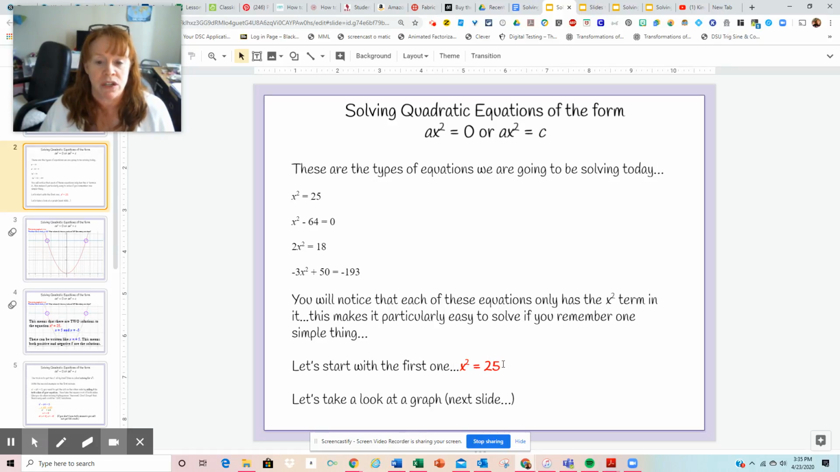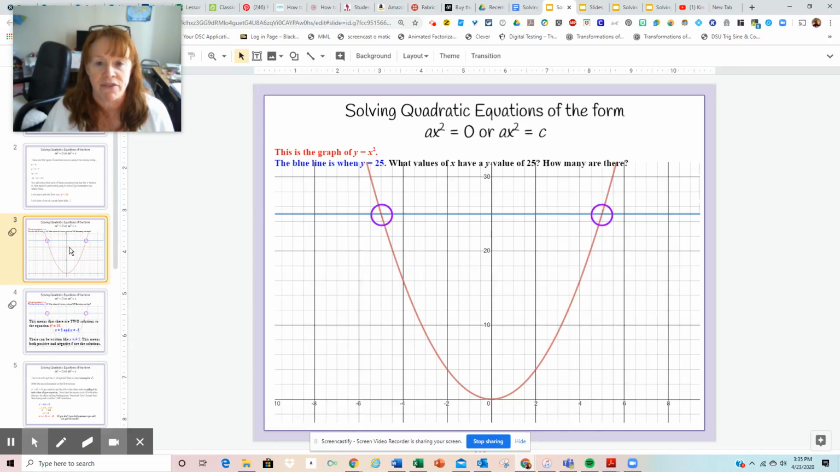So this first one we're going to look at is x squared equals 25. And so what I'm going to do first is just take a look at the graph. I've got this red one here, which is y equals x squared, and the blue one going straight across here, we did this the other day, is when y equals 25. So I'm looking for when x squared is equal to 25. That's going to happen where this line and this parabola intersect, and that's going to be these purple circles. Red and blue make purple.